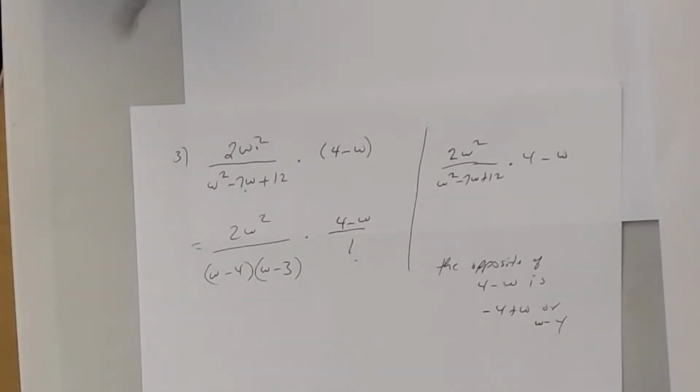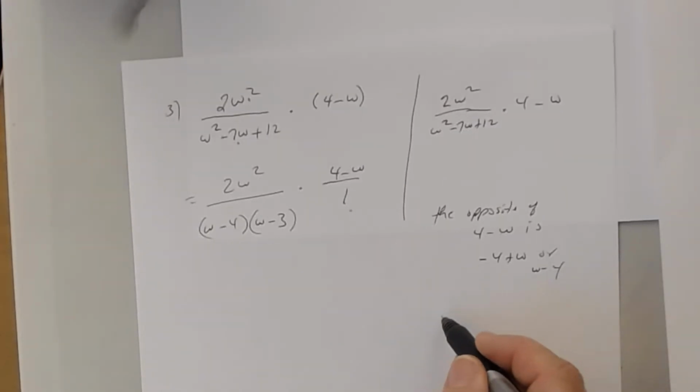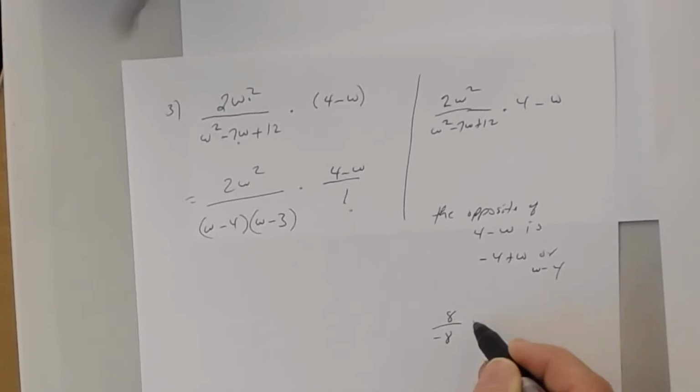Okay? And I see a w minus 4, don't I? Now remember, when we divide opposites, so if I look at 8 and negative 8, what is that equal to? Those are opposites, so when I divide them, what do I get? Negative 1.